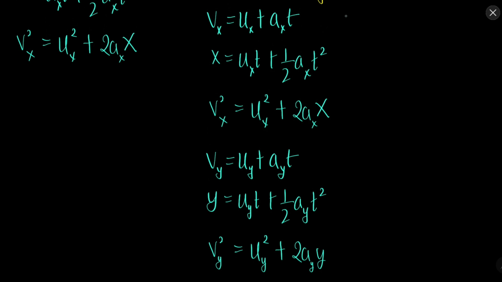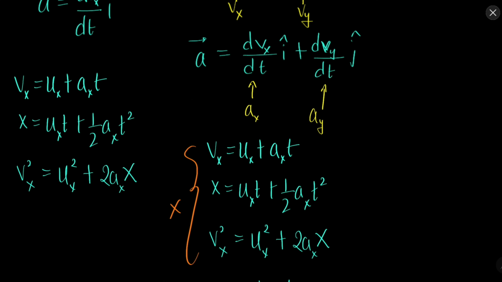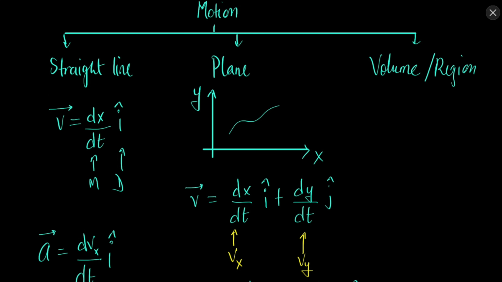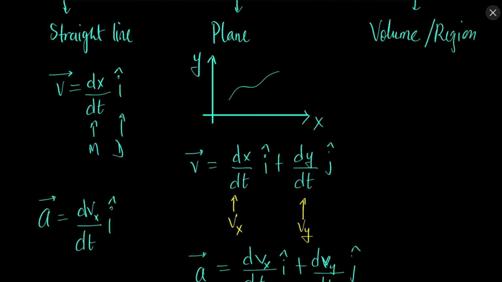Okay, so this set of equations is for the x axis, and this set of equations is for the y axis. Now what will happen in 3D? Hopefully I do not need to tell you. The same thing will happen here. It's just that we will write three equations: x, y and z.